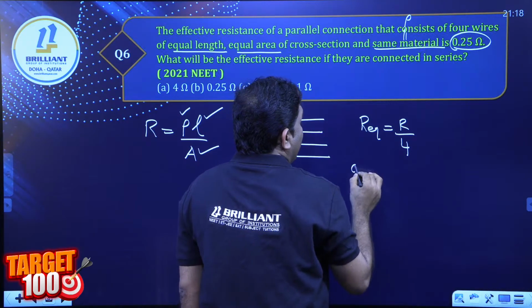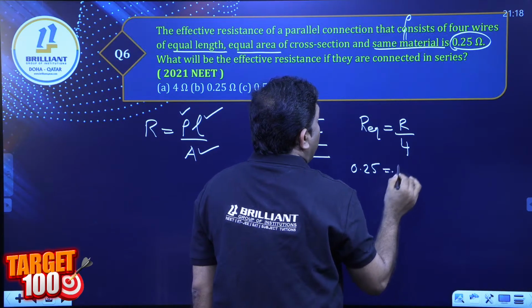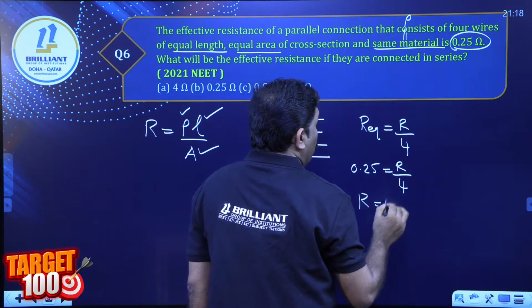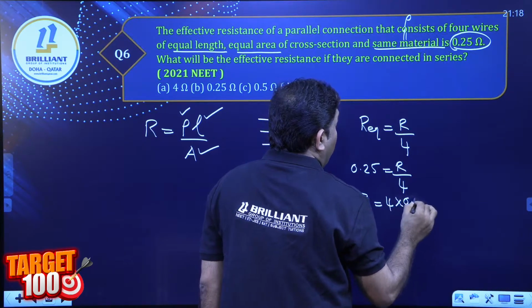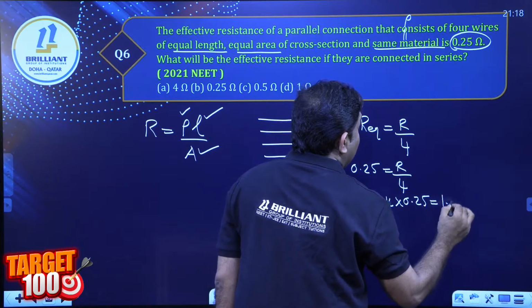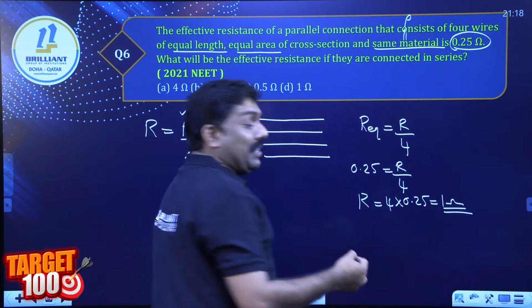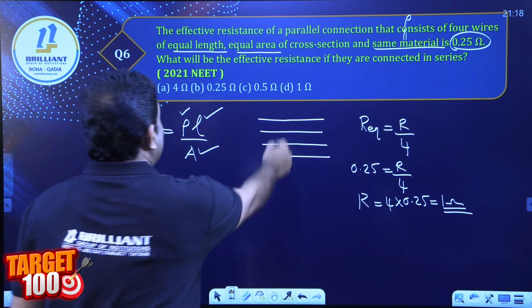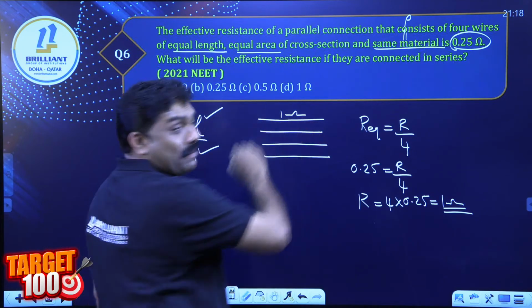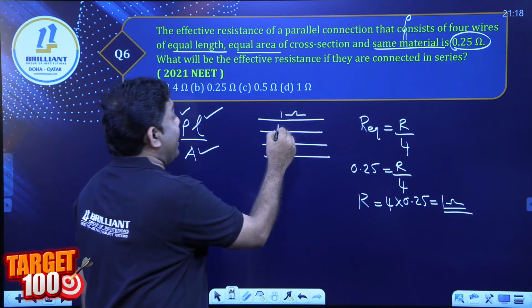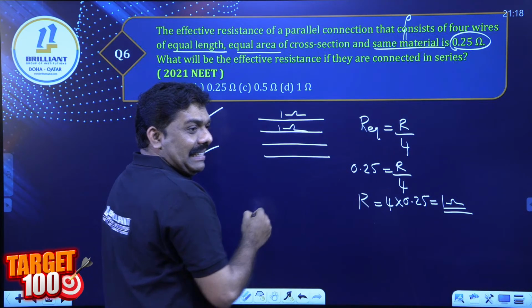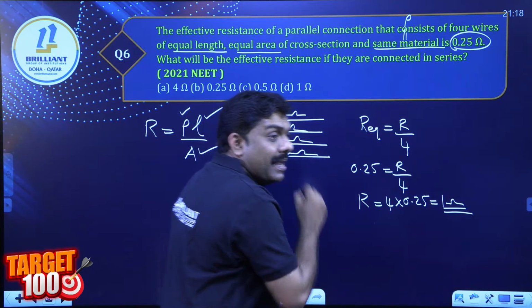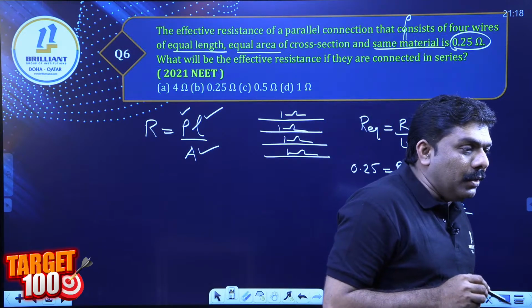So we can say 0.25 equals R by 4. So R equal to 4 into 0.25, and that is equal to 1 ohm. So each resistance is 1 ohm. So we can say this wire has resistance 1 ohm, and this wire has resistance 1 ohm, and this wire has resistance 1 ohm, and this one also has resistance 1 ohm.